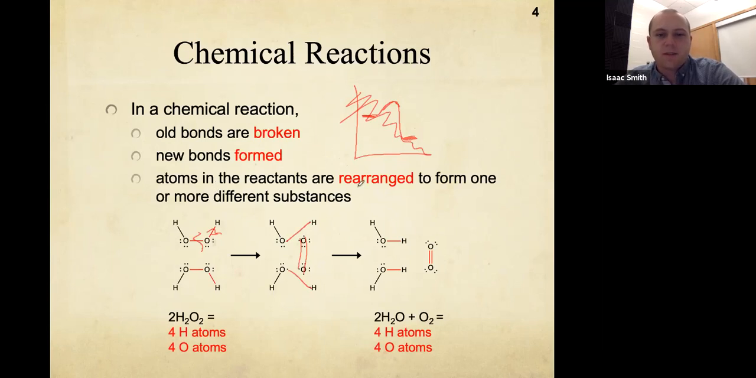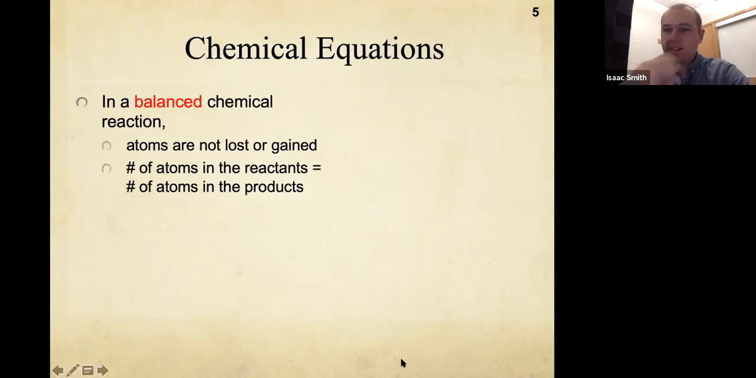Yeah, so the atoms are rearranged to form one or more different substances. The other thing to notice here is that we always preserve the elements on each side. So if you start with 4 hydrogen atoms, you need to end with 4 hydrogen atoms. If you start with 4 oxygen atoms, you need to end with 4 oxygen atoms. So this gets us into balancing chemical equations.